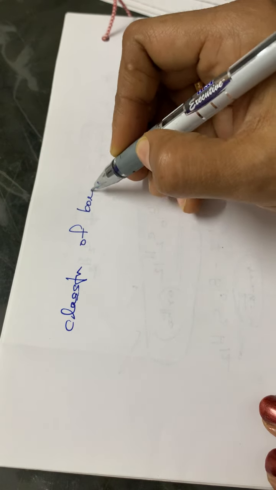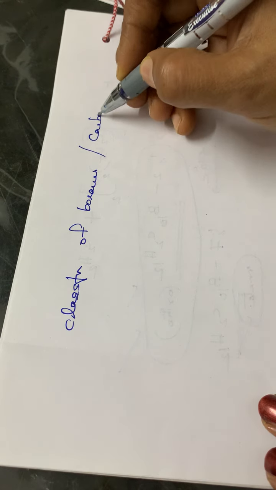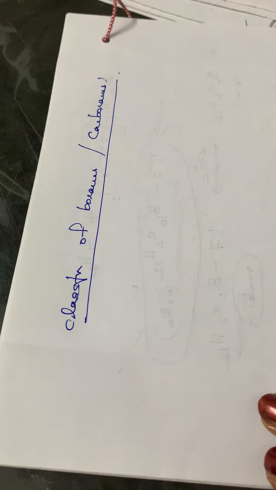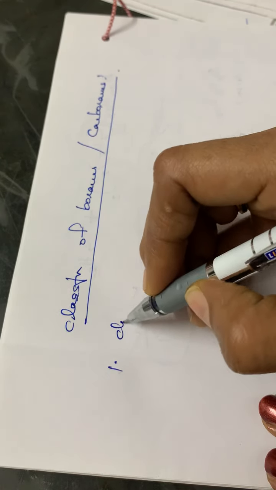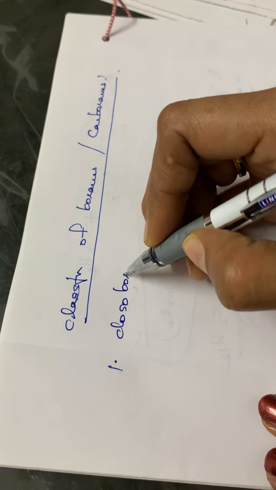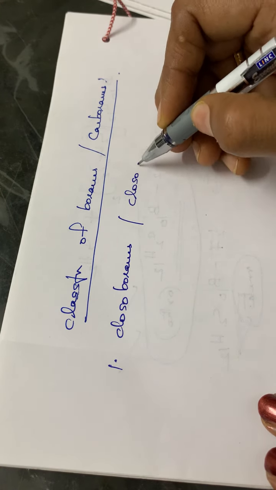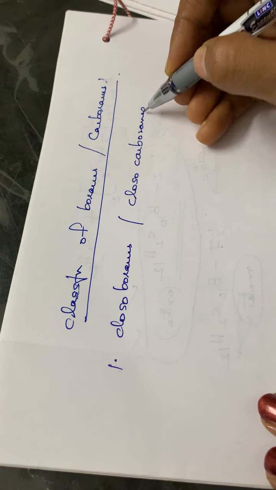Classification of boranes and carboranes. First one, closoboranes and closocarboranes. Closoboranes or closocarboranes, 2 categories are coming. Closocarboranes. Okay.